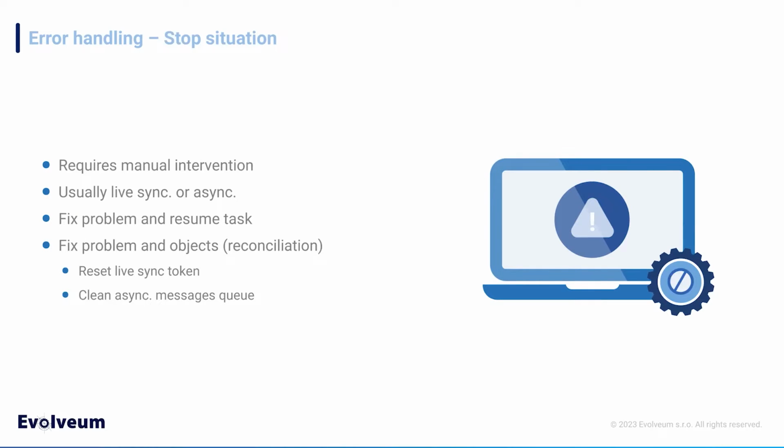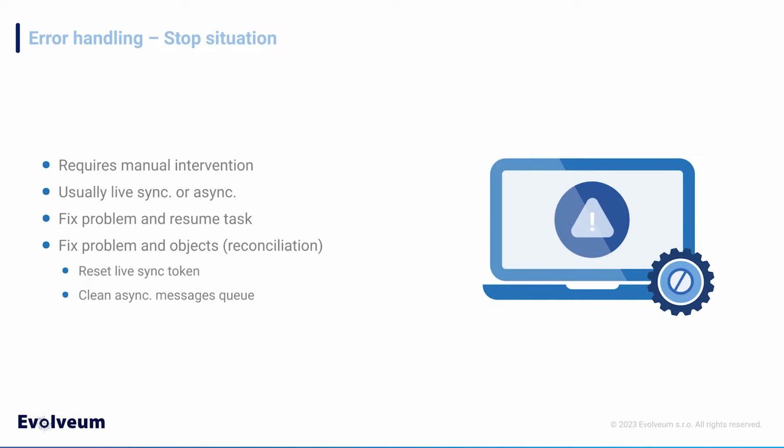So the second situation was the stop situation. This is usually for live sync or asynchronous tasks, because in this case, it usually requires some manual intervention. You want to understand what happened, especially in asynchronous processing, because if you lose one message that should be processed, you have no consistency anymore. So what is usually recommended is to figure out what was wrong, fix the source, fix the message itself, fix the MidPoint configuration to process it properly, and just continue with the live sync or asynchronous processing task.